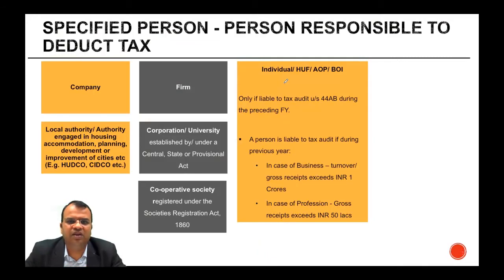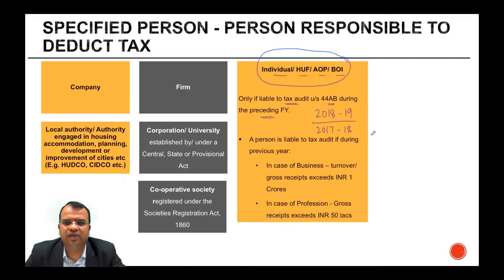It could even be an individual, HUF, association of persons or body of individuals, but only if they are liable to tax audit under section 44AB during the preceding financial year, which means that if you have to deduct TDS in 2018-19, you need to see whether the payer was liable to tax audit in 17-18 if it falls under any of these categories.